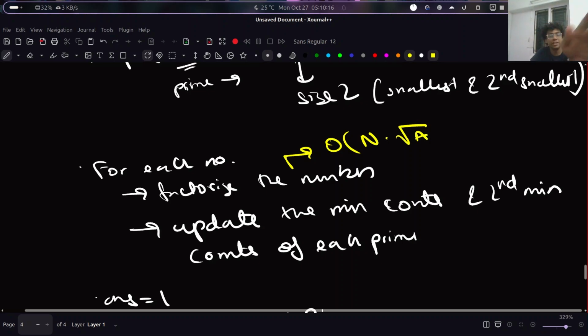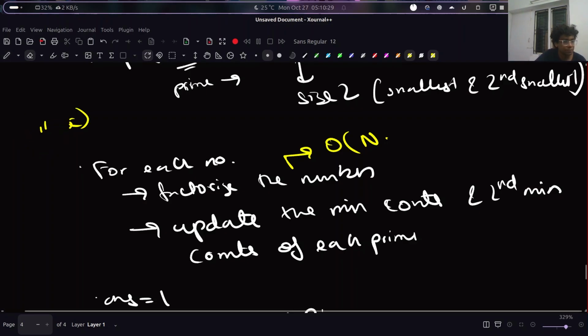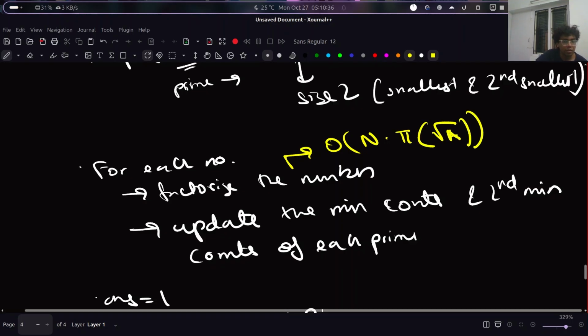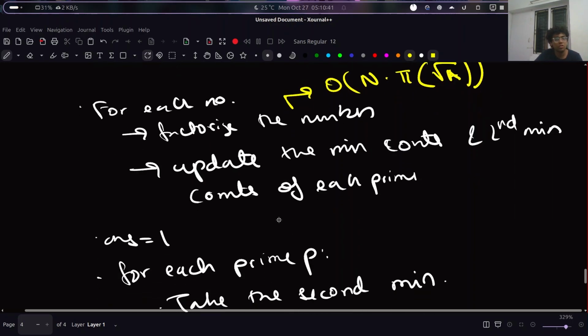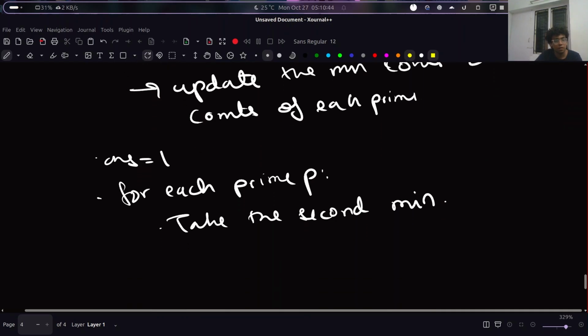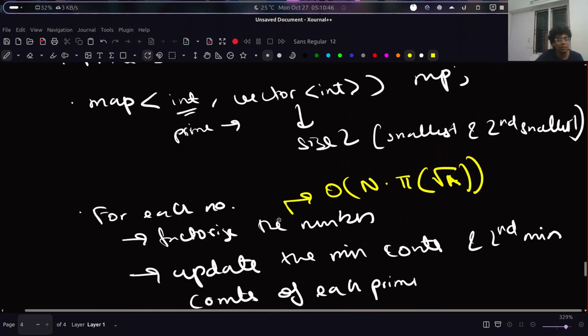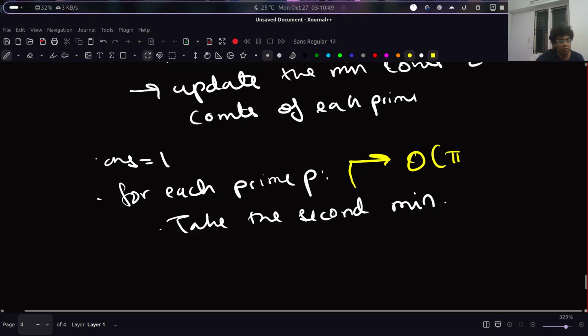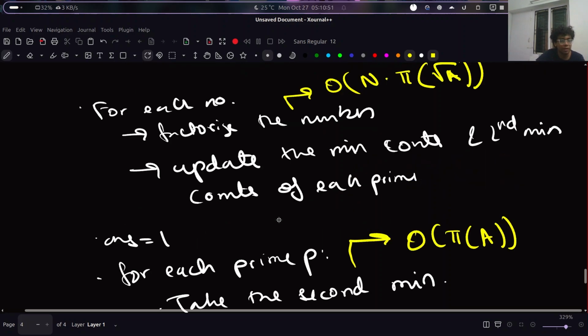But if we already have prime numbers, then we can just check prime numbers up to root a. The number of primes less than or equal to x is denoted by pi of x. So the time complexity of this will be pi of root a, which is basically like dividing by a log factor roughly. Now for each prime we need to take the second minimum. The time complexity for this will be simply big O of pi of a, since we are checking each prime.